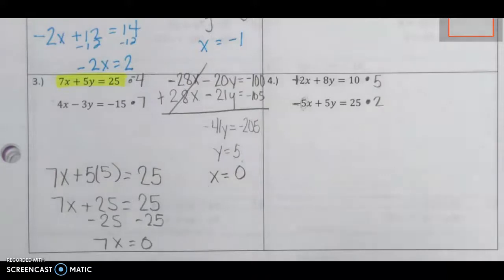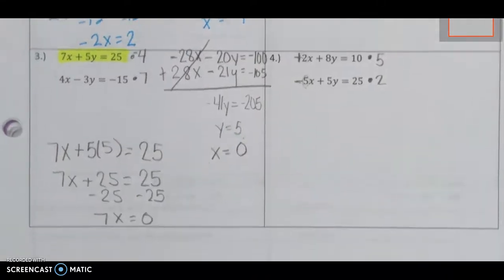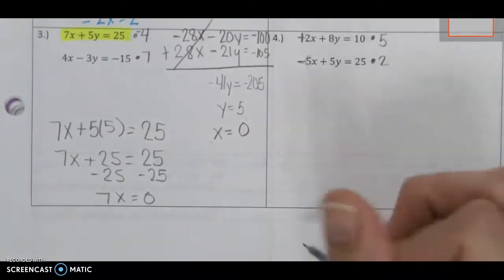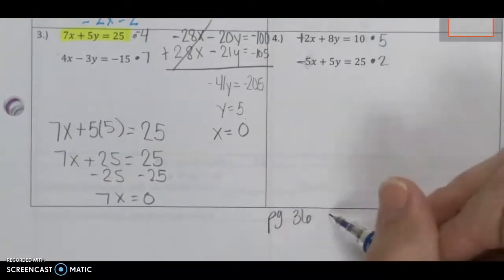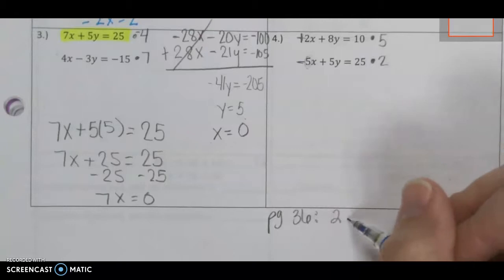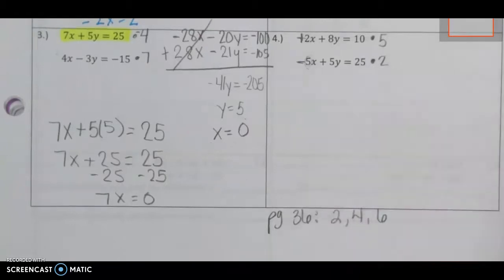Okay, your goal by the end of the class period is to be able to do page 36, problems 2, 4, and 6. That's it, 2, 4, and 6. So if you need to use the space for 1, 3, and 5 to do some of your work, you can do that because I know the spaces aren't very big. Good luck.